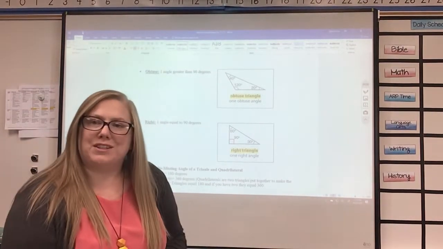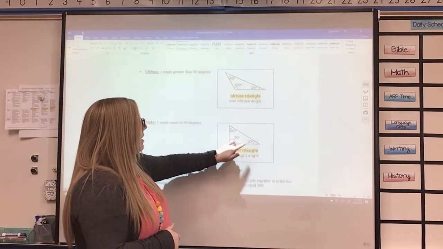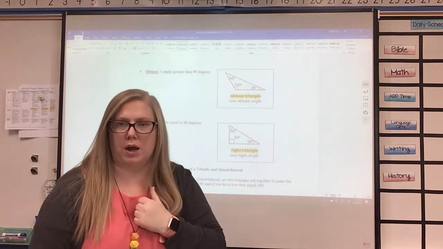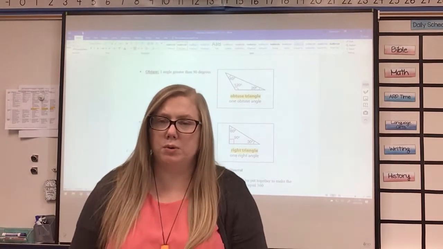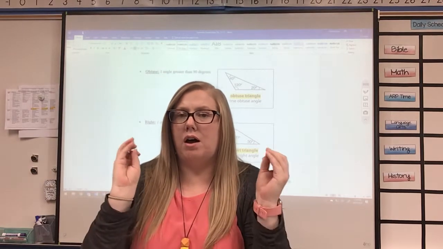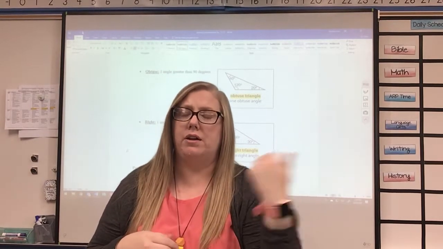angle that is equal to 90 degrees. It's right here. I have 60, 90, 30. 90 is my right angle, so it is a right triangle. So again, remember, acute, no angles greater than 90. Obtuse, one angle, just one, is greater than 90.